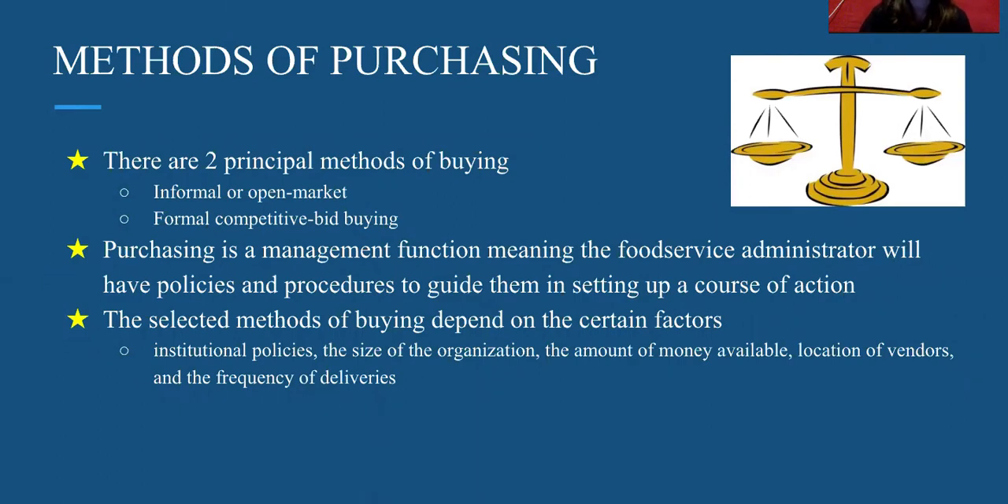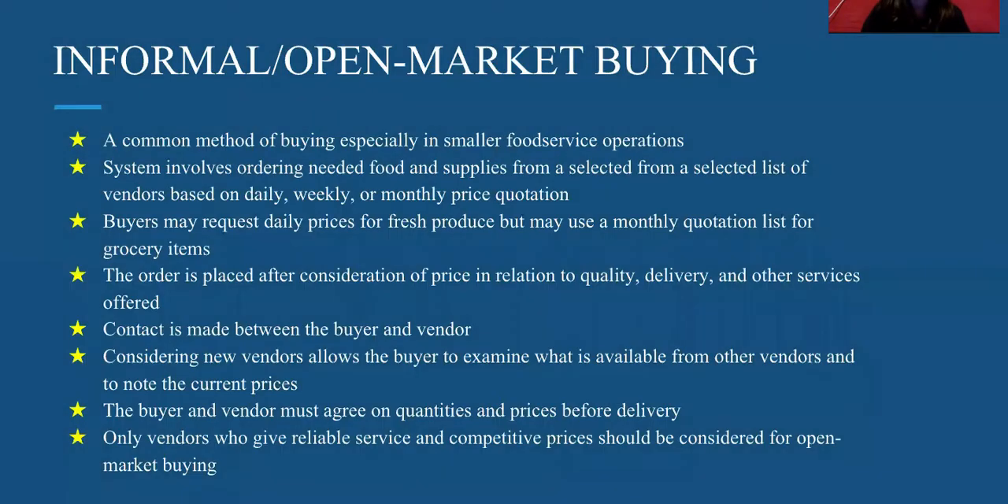There are two methods of buying: informal or open market, and formal competitive bid buying. Purchasing is a management function, meaning the food service administrator will have policies and procedures to guide them in setting up a course of action. The selected method of buying depends on certain factors, including institutional policies, the size of the organization, the amount of money available, the location of vendors, and the frequency of deliveries.